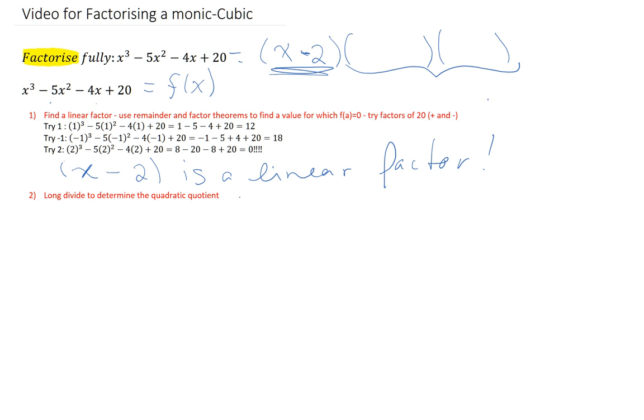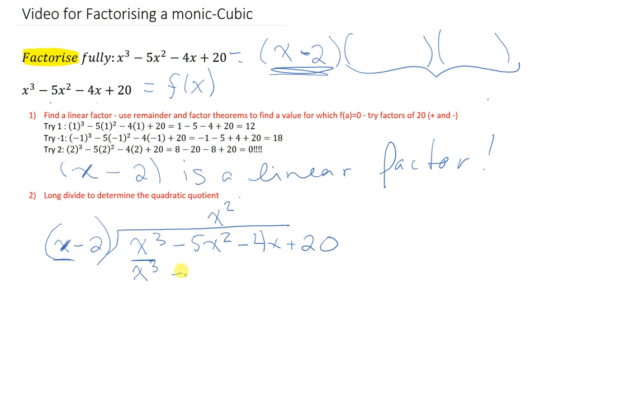To figure out what's here, we're going to go through the process of long division to get a quadratic. So this means setting up, well, if I've taken out a factor of x minus 2 from my big old equation, x cubed minus 5x squared minus 4x plus 20, what am I left with? What's my quotient that we know will be a quadratic? So I go through my questions. X times what gives me x cubed? Well, that would be x squared. I take x minus 2 and multiply it by x squared. I get x cubed minus 2x squared.